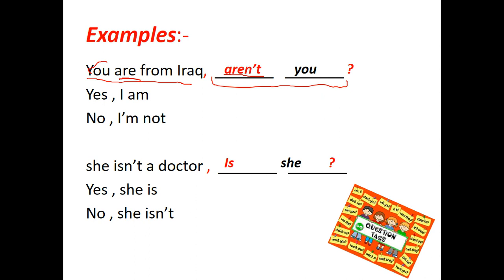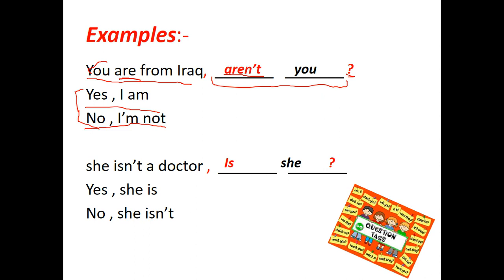Okay, and we have to put a question mark. So, we have two answers. One of them is positive, another one is negative. Yes, I am. If the answer is positive, you have to say yes, I am. If it's negative, you have to say no, I'm not.